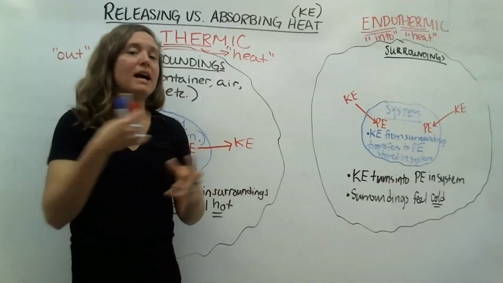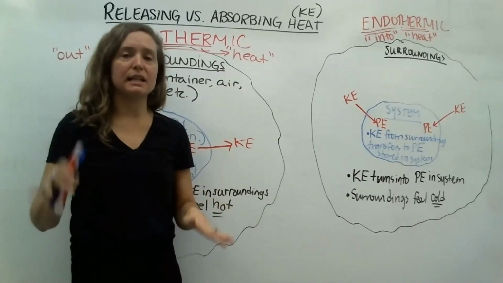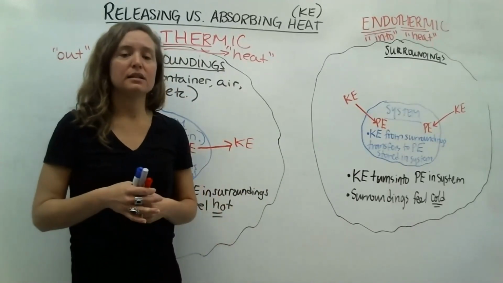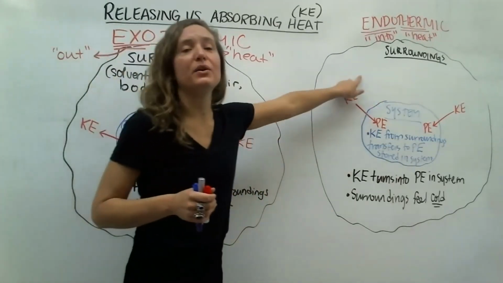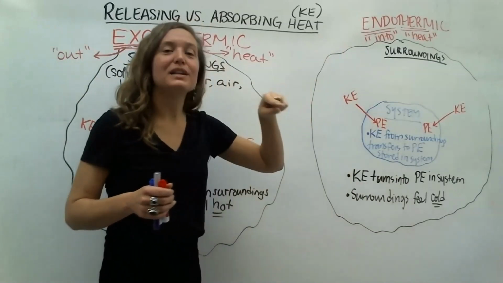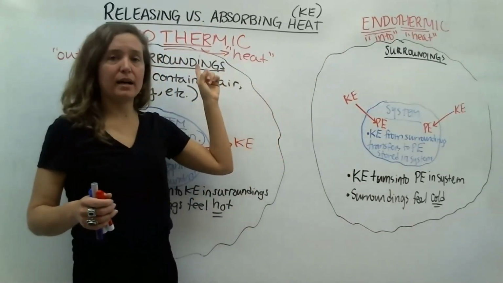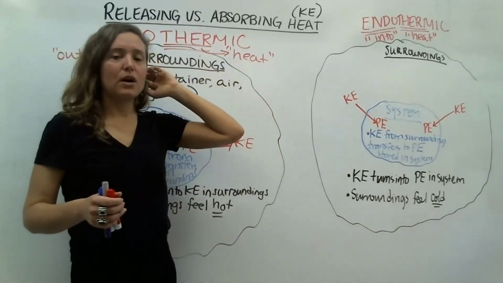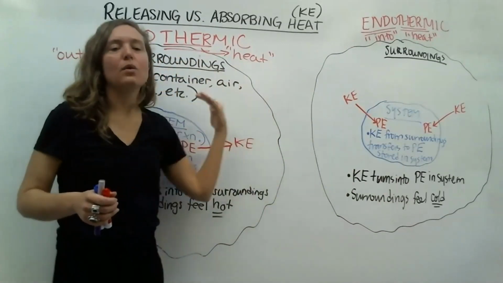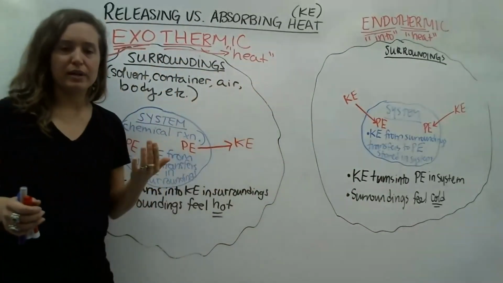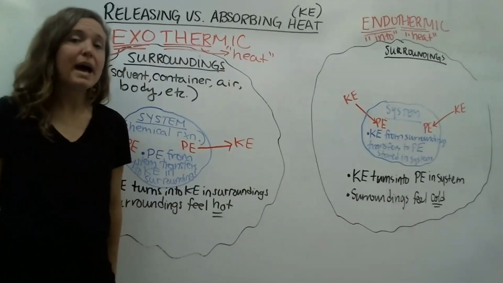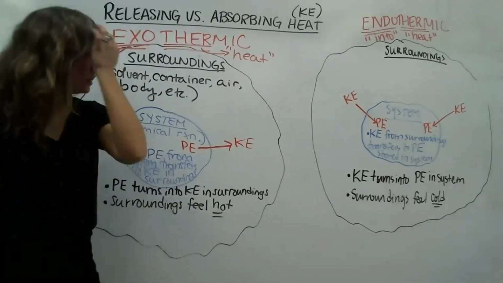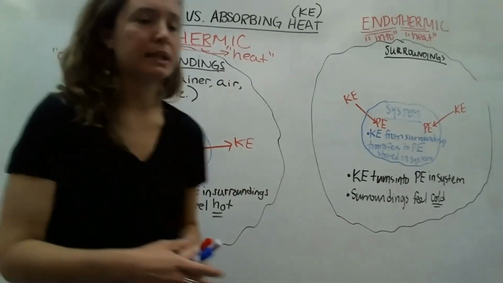So it all depends on what you define as the system and the surroundings. The water would be gaining. So the water in the cold shower is endothermic. You in the cold shower are exothermic. So defining the system and the surroundings is so important, and that's why I wanted to start with that. It all depends on your point of view. So defining the system is important.